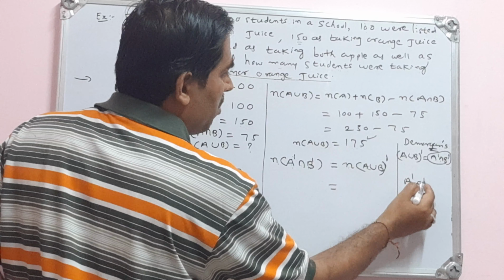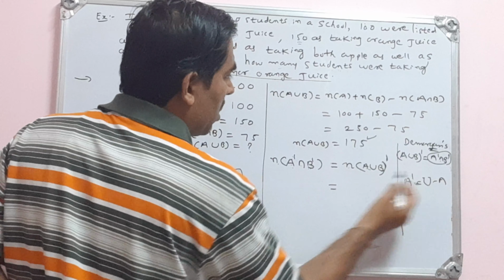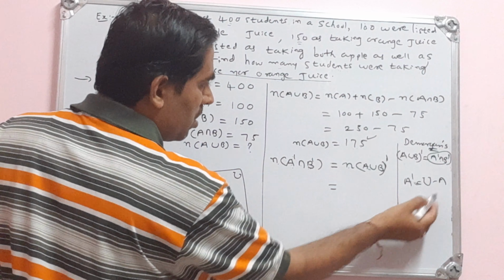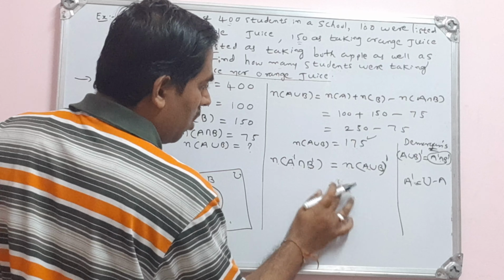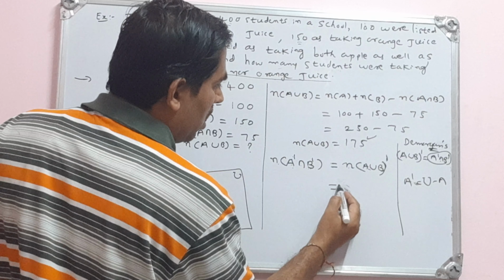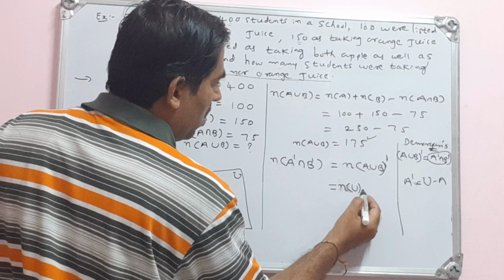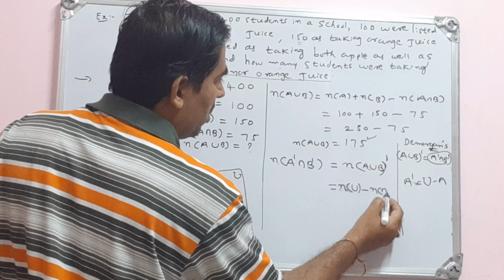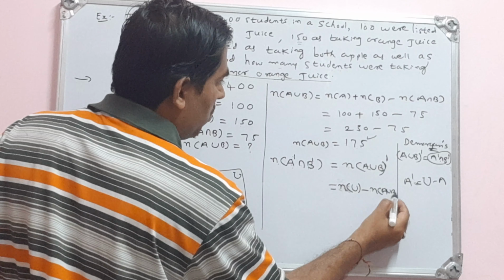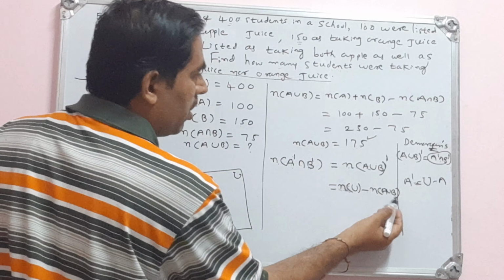The complement of a set can be written as the universal set minus that set. Similarly, n of (A union B) complement can be written as n of U minus n of that set, that is, n of U minus n of (A union B).